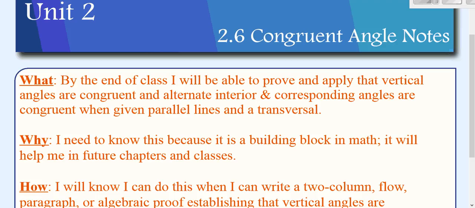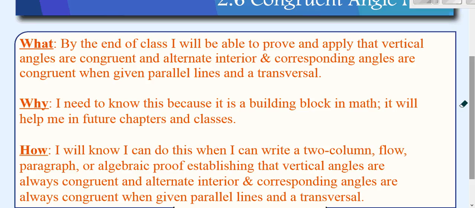So by the end of the class, you'll be able to prove and apply vertical angles are congruent. That's a huge, huge concept that we're going to use. Vertical angles, you'll probably use it at least 100 times this class. Along with alternate interior and corresponding angles when the lines are parallel. These are building blocks. You're going to use it, like I said, hundreds of times.